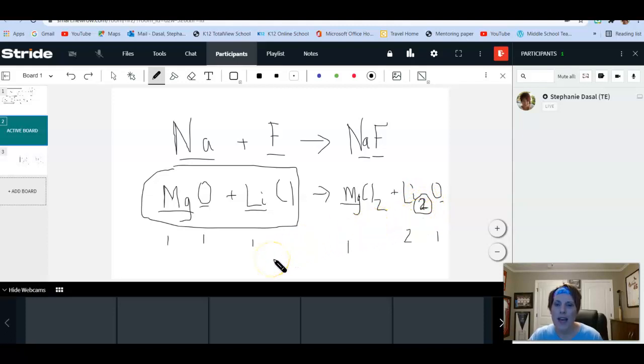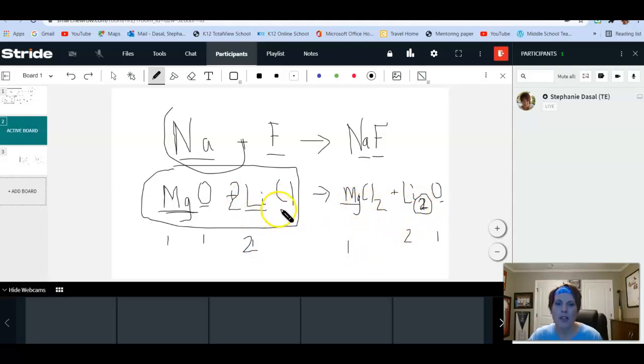What we want to add to make them balanced is what's called a coefficient, and that will go in front of either the element that you have or the molecule. So because I have 2 lithiums over here, I'm going to put a 2 in front of this one, so now they're balanced. So I have 2 lithiums on this side and 2 lithiums on this side, so I'm good.